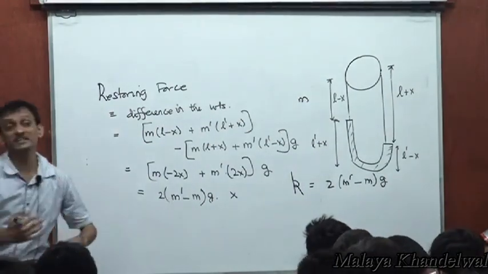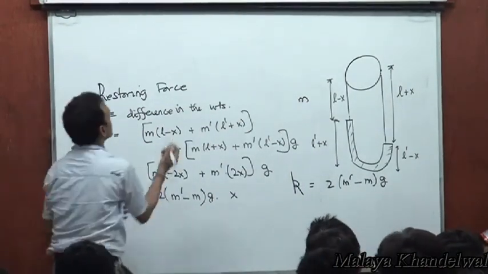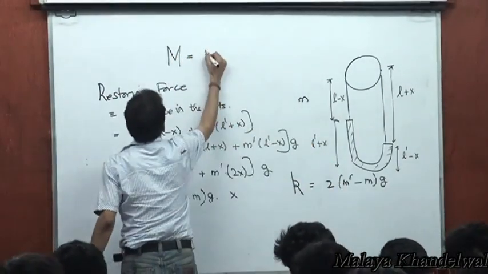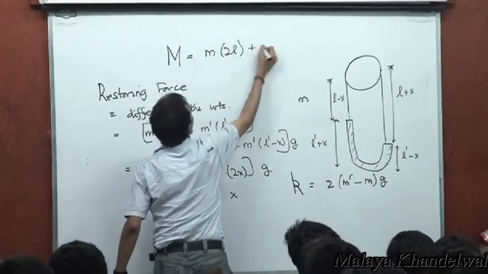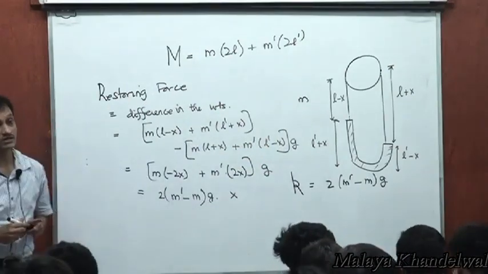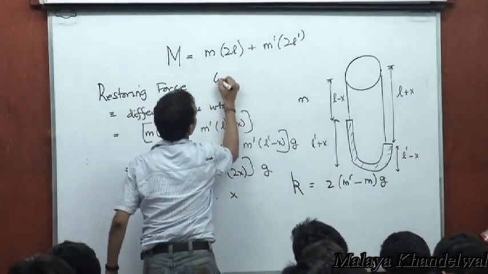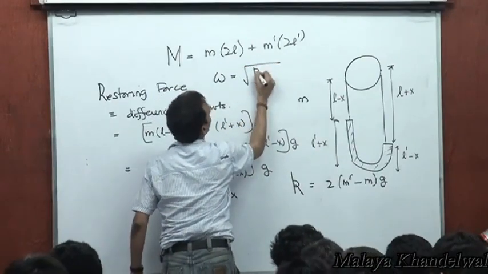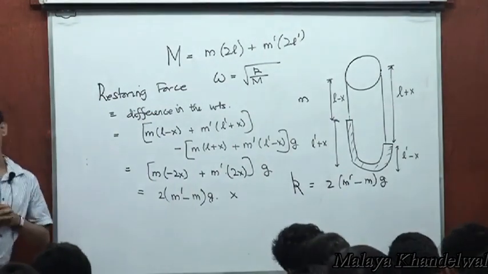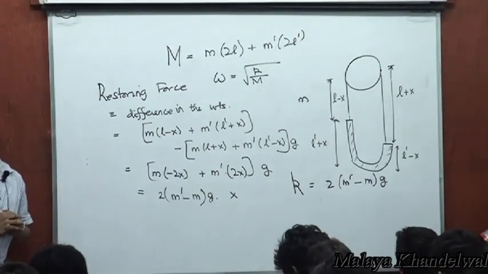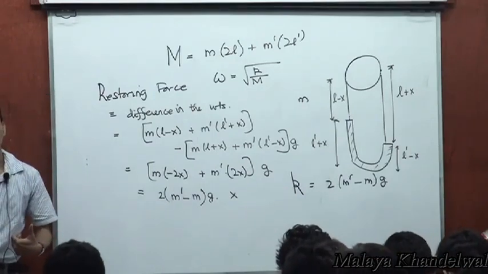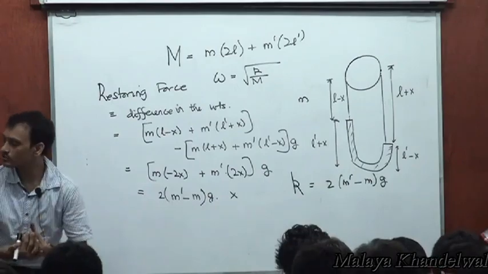The mass would be the total mass of the system. Total mass of the system, capital M, would be m into 2L plus m prime into 2L prime. That's the total mass. So the omega of the motion is going to be root k divided by capital M. That's the omega of the motion. Time period is going to be 2 pi by omega, etc. Sounds all right?